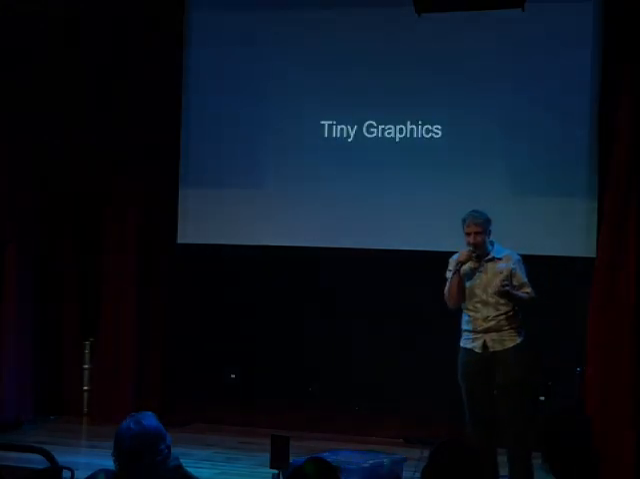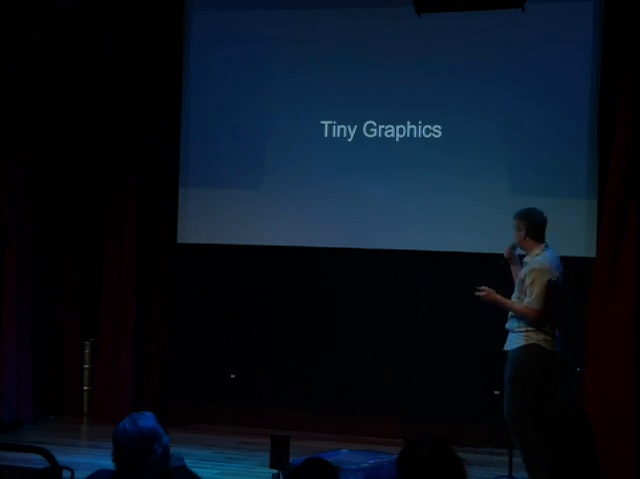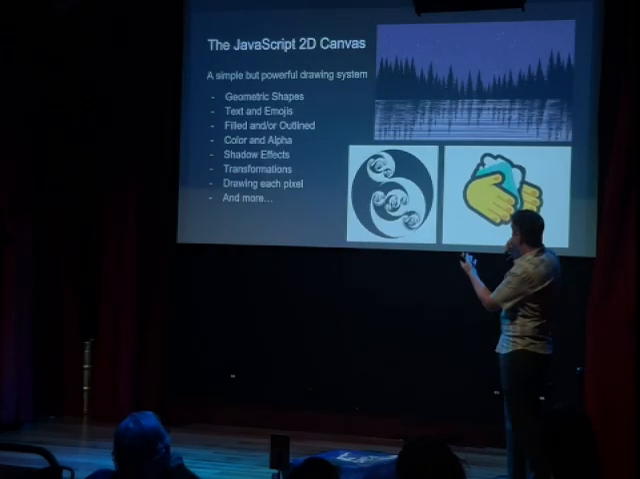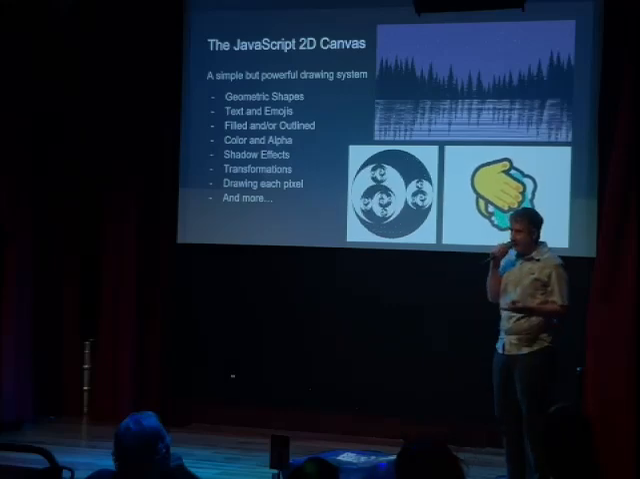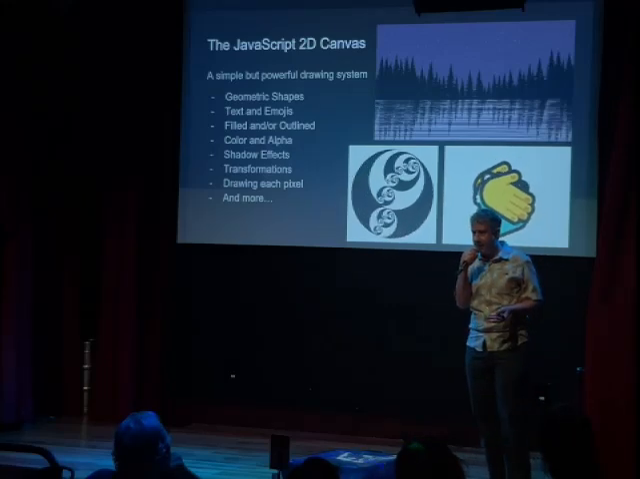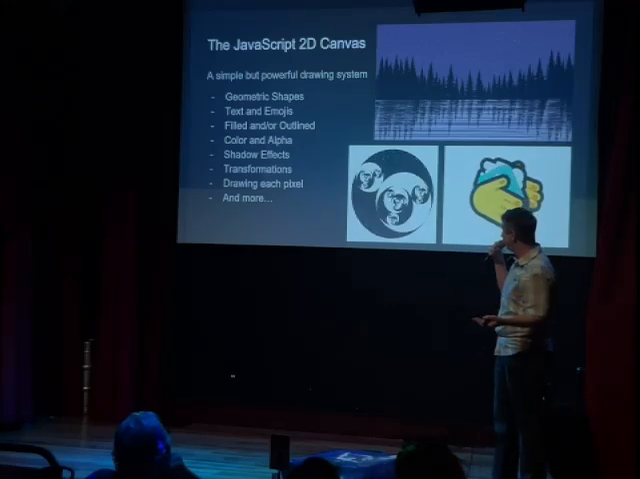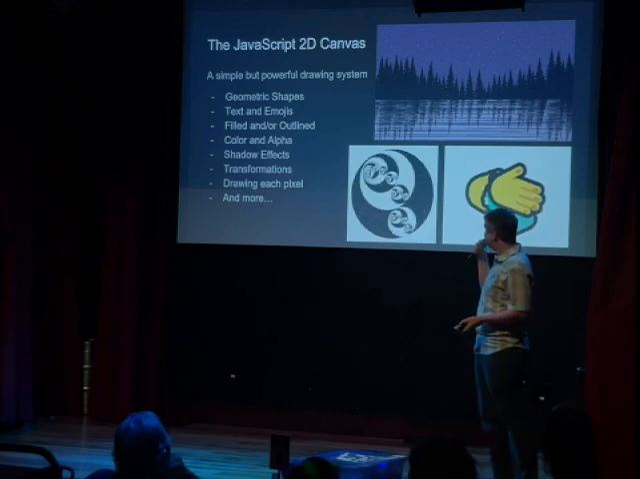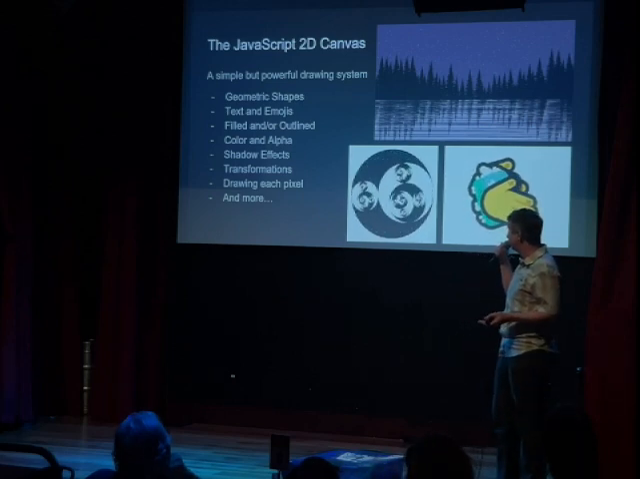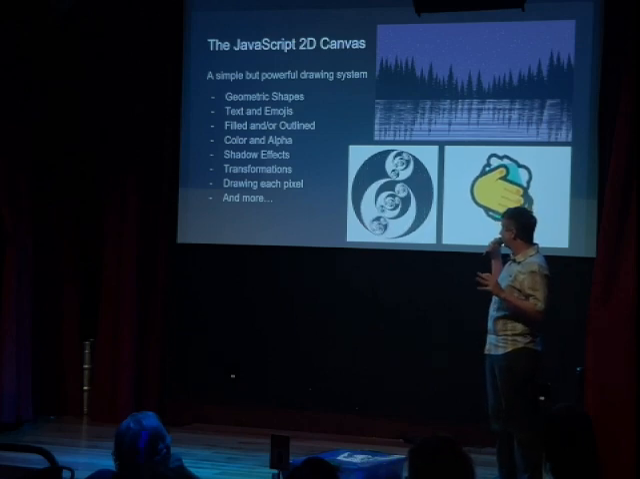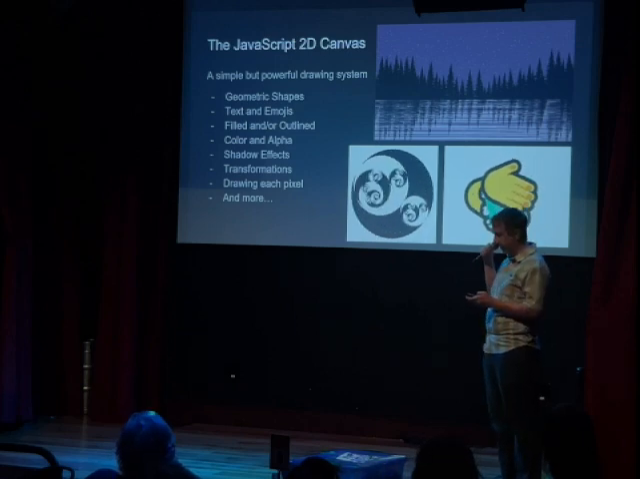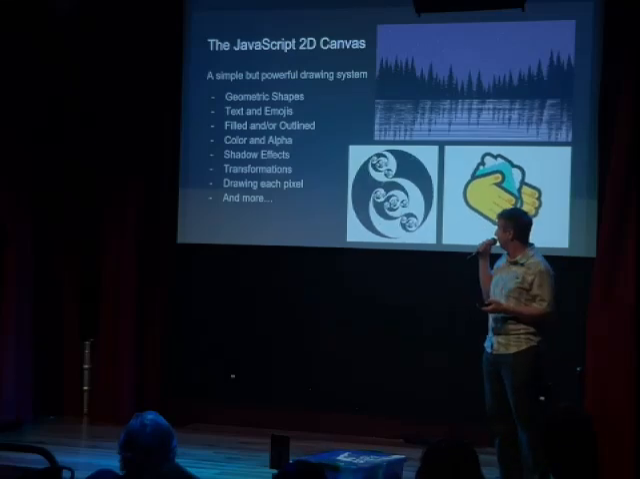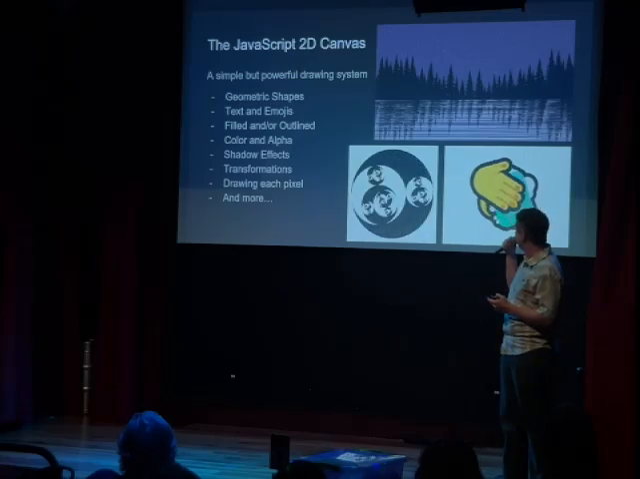Let's talk about tiny graphics and get an idea of how this whole API works, the kind of stuff you're doing. You'll be using the JavaScript 2D canvas, which is a really great, very simple API. You can do geometric shapes, draw text, change the color of things, and draw outlines, and that's really everything. There are a couple of bonus features like shadow effects, but most of what you see is really just squares, circles, different colors, and maybe emojis.